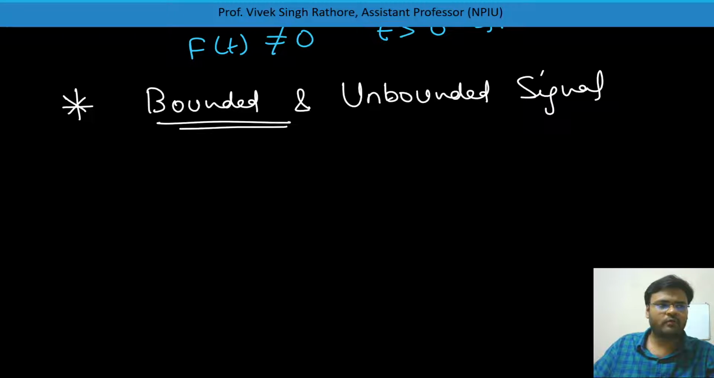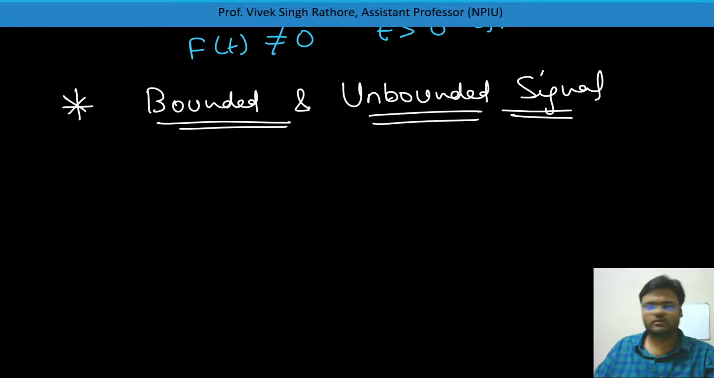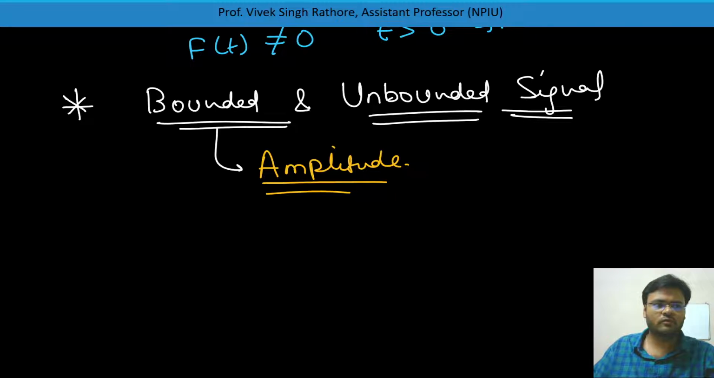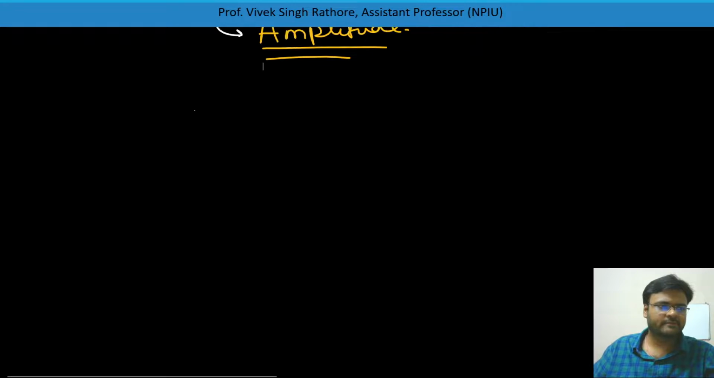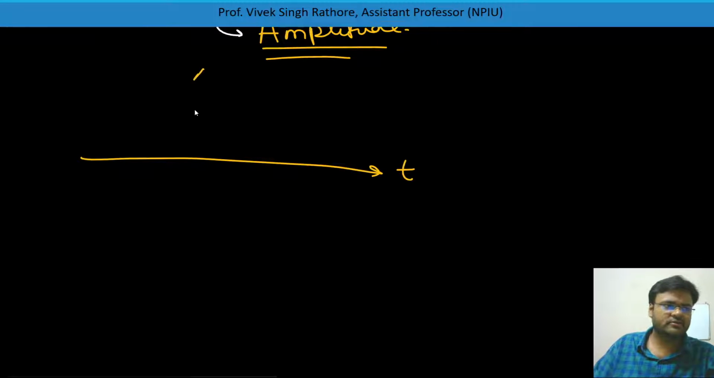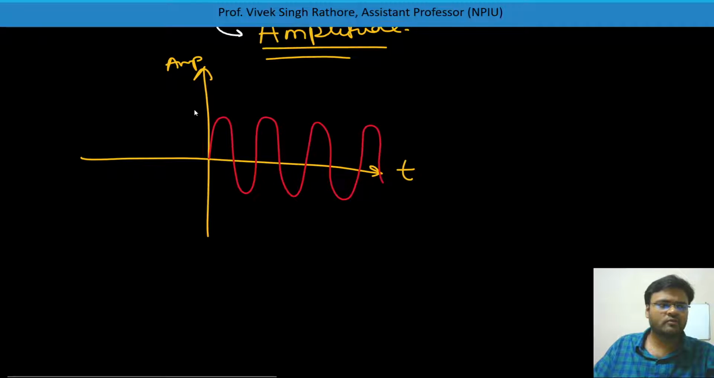Okay, bounded and unbounded signals, which type are these? See, bounded does not mean time bounded, it is actually amplitude bounded. I am speaking about amplitude bounded. So how will it look? This is our time axis, this is our amplitude axis, and any signal is there, let's suppose this signal. So you can see its amplitude is bounded between these values.